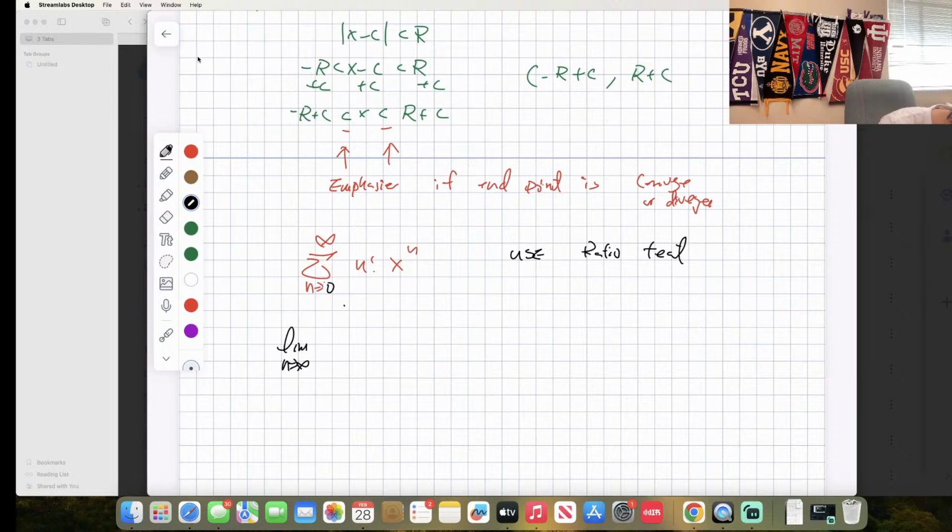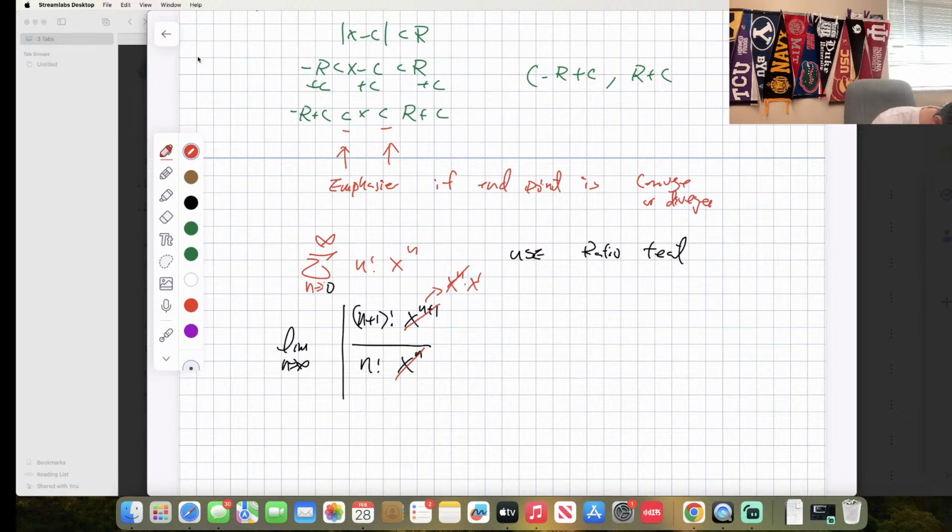Okay, so what we're going to do is n plus 1 factorial times x to the n plus 1, all over n factorial times x to the n. So we can change this to x to the n times x to the 1. Does that make sense? So I am going to cross out this, write that, and cross those 2 out.